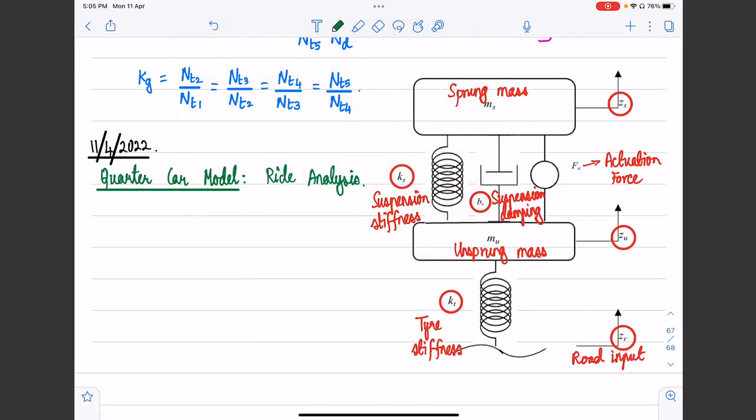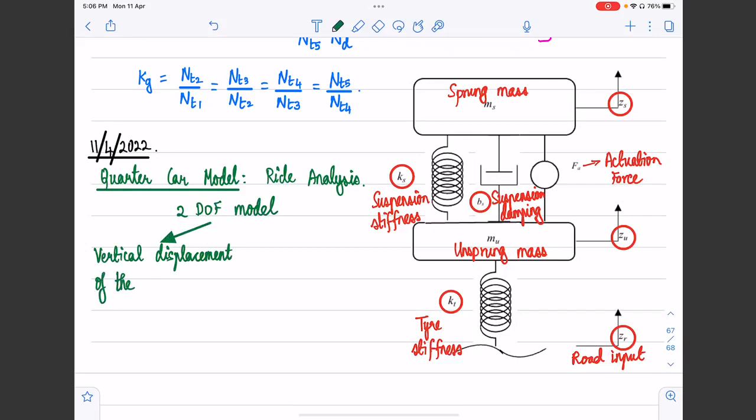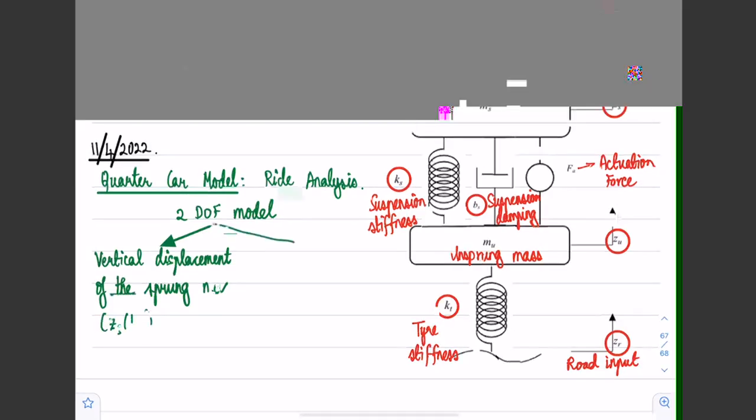So as we discussed, this is a 2 degree of freedom model. So what are the 2 degrees of freedom? The first degree of freedom is the vertical displacement of the sprung mass, which is denoted by the symbol Z subscript S. And of course, that is a function of time.